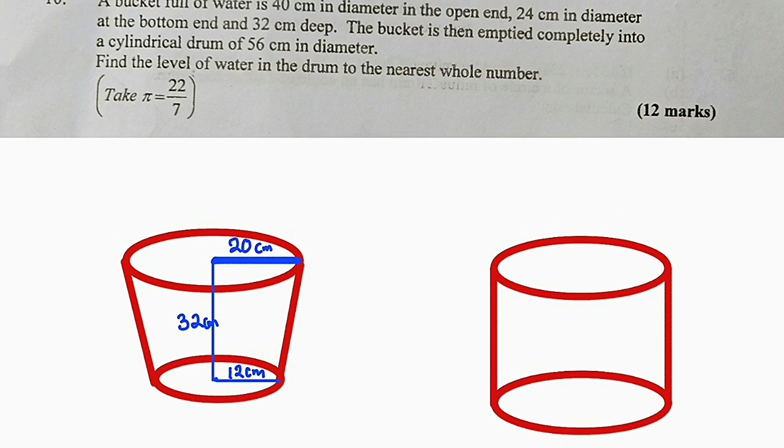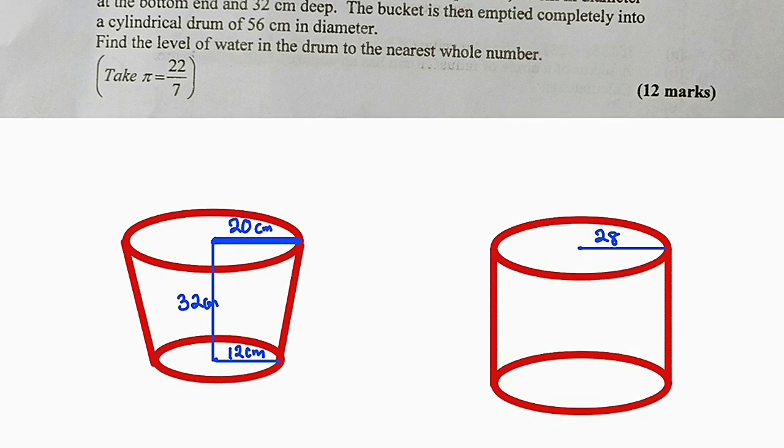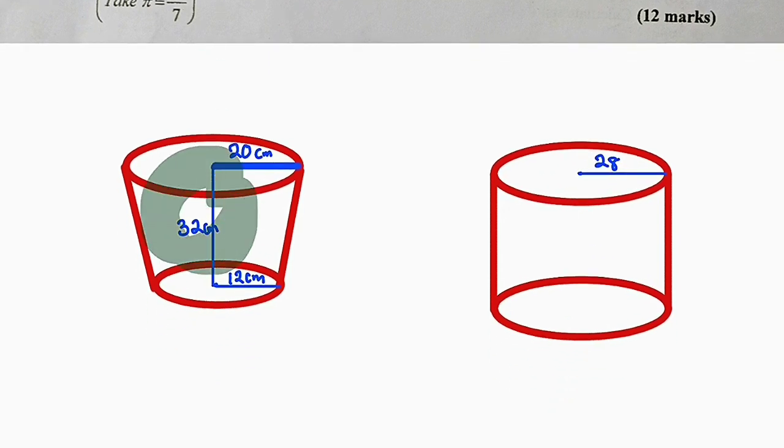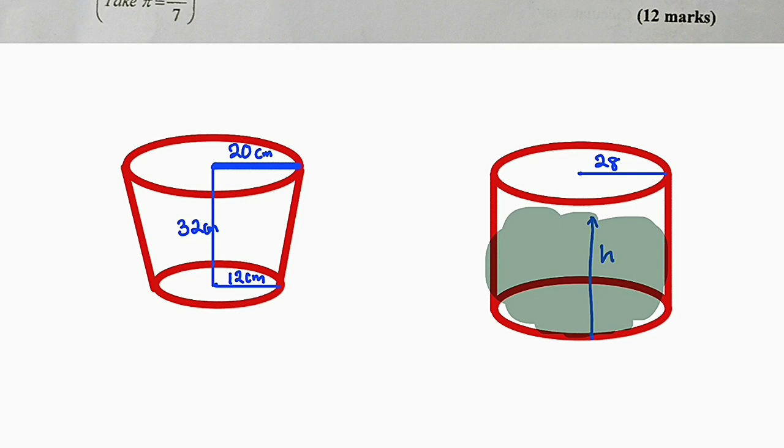Then for the cylindrical drum, the diameter is what? 56 cm, which implies the radius will be what? 28. So from the center to the circumference of this circle will be 28. So it implies that the water here is completely filled up, and the water is also completely emptied into this container, which is in cylindrical form. So we are asked to find the height of the water in this cylindrical container. So we're looking for the height here.